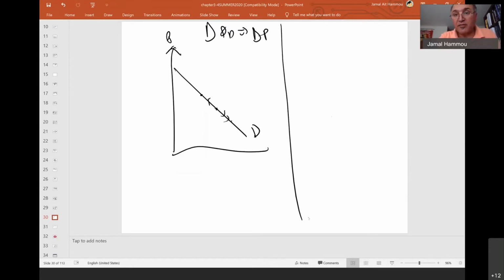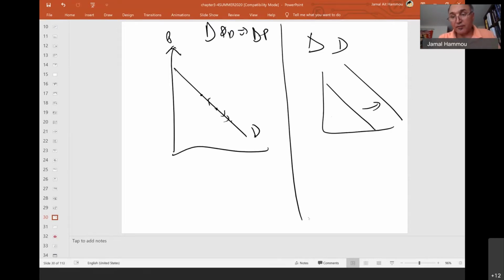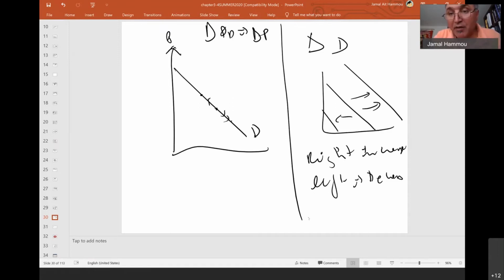Change in demand is moving the whole demand curve either to the right or to the left. Right is increase. Left is decrease. Increase means that people are buying more at every price. For every price, people are buying more, increase.